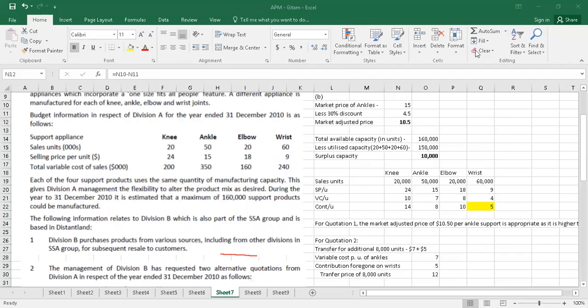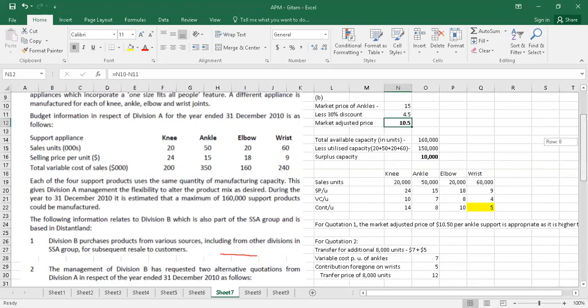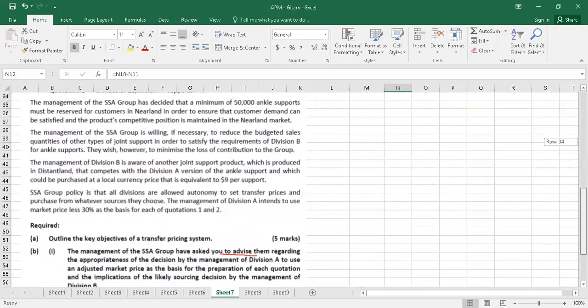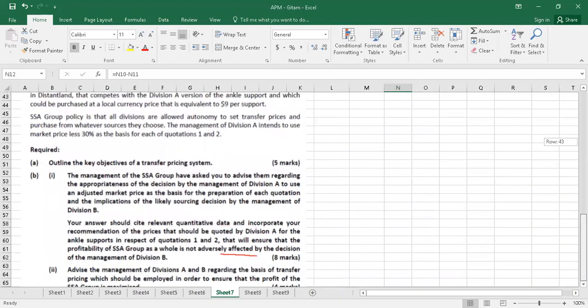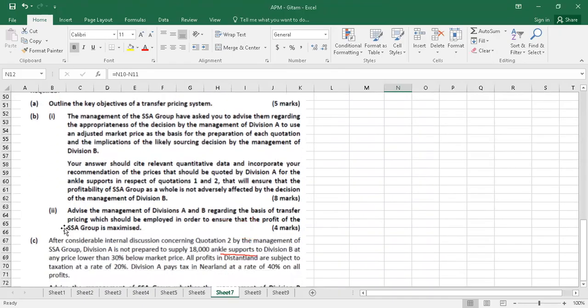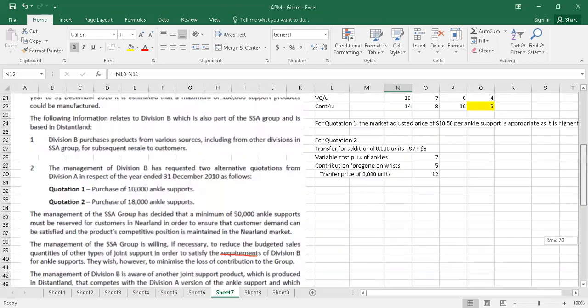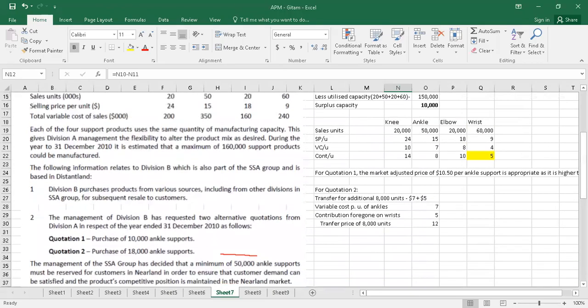Am I clear? From division A's point of view, 10.5 was appropriate. From division B's point of view, because they are asking us to talk about how the SSA group on the whole will be benefited. Advise the management of both divisions A and B to ensure that the profit of the SSA group is maximized. So the overall SSA group is the criteria for us. Please respond, Rohan. Division B has an alternative to buy it at $9.